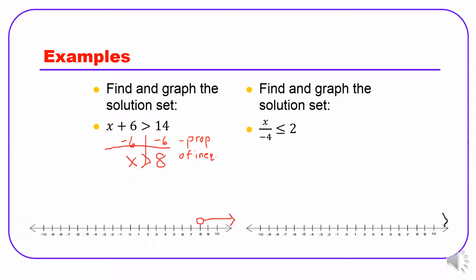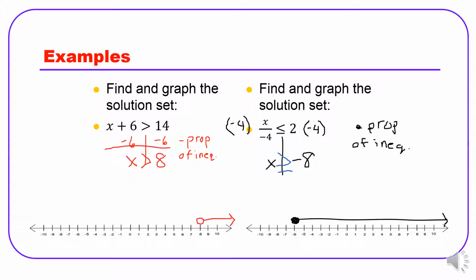The right side, I need to multiply first by negative 4 on both sides using the multiplication property of inequality. Since I have multiplied by negative 4, and it's the multiplication property of inequality with a negative number, I must switch the direction of the sign. Therefore, x is greater than or equal to negative 8. I now need to place a closed circle over negative 8, and I'm going to draw my arrow to the right, like so.